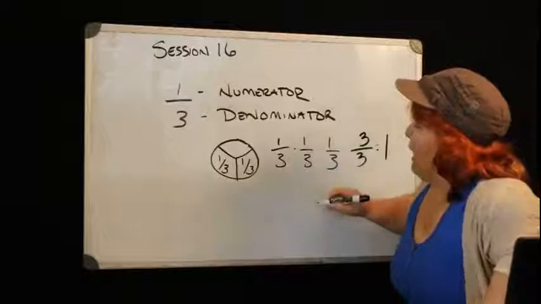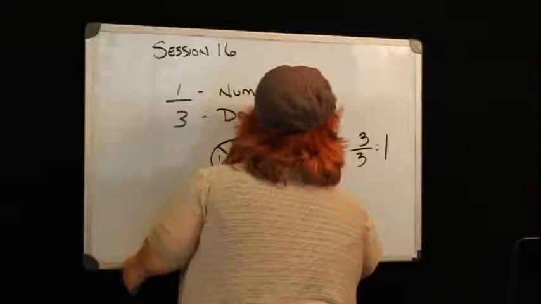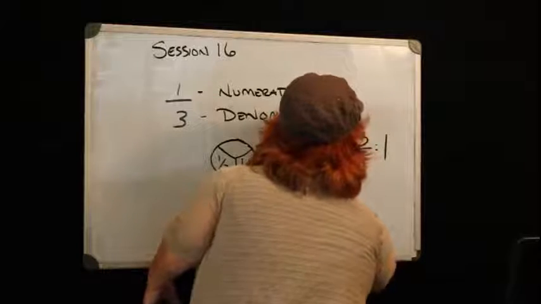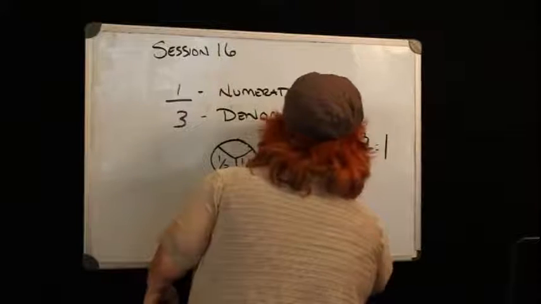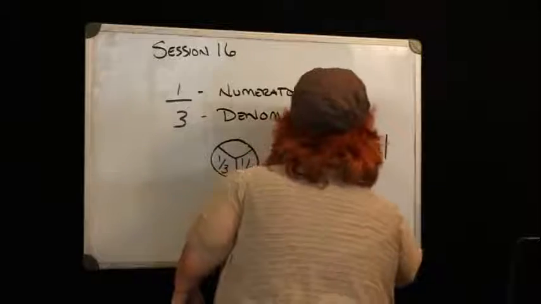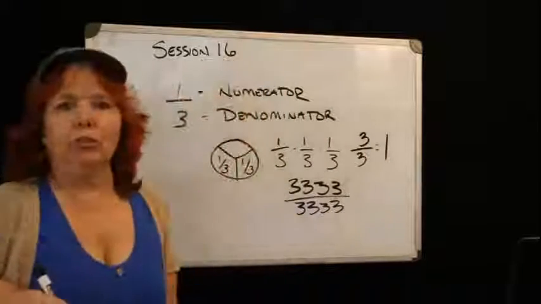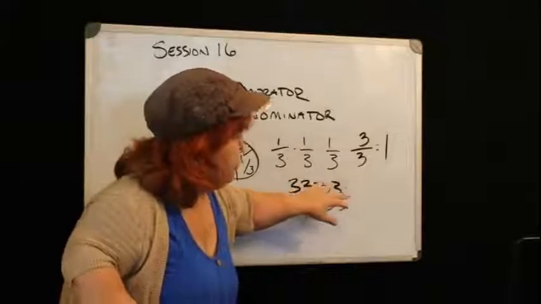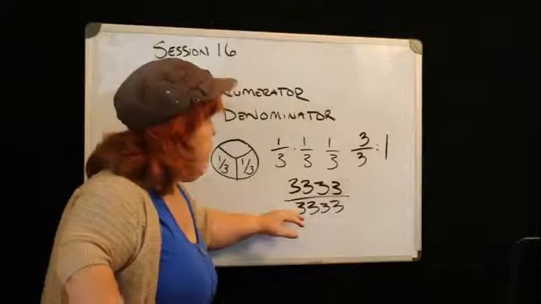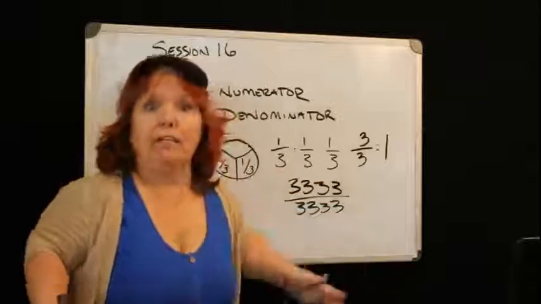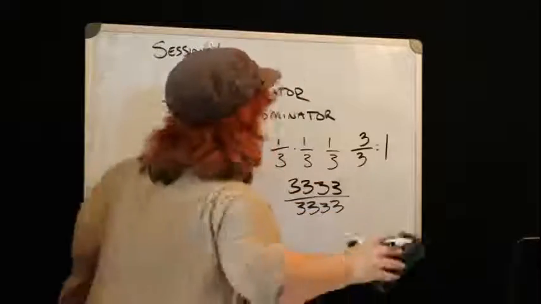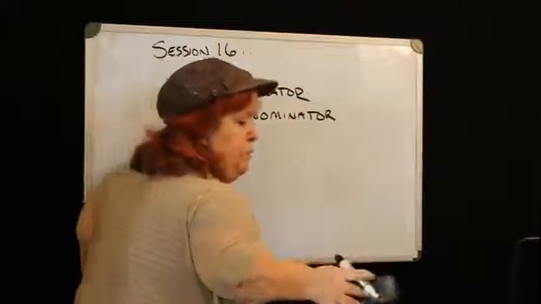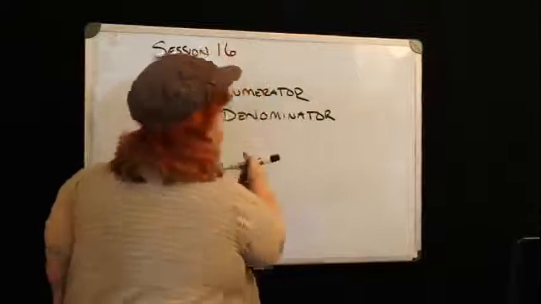I don't care if it's 3,334, or 33,000, sorry, that number, over 3,333. It still equals 1, because you have 3,333 pieces of the 3,333 pieces that make the whole. So that's the thing about fractions. All right, numerator and denominator.